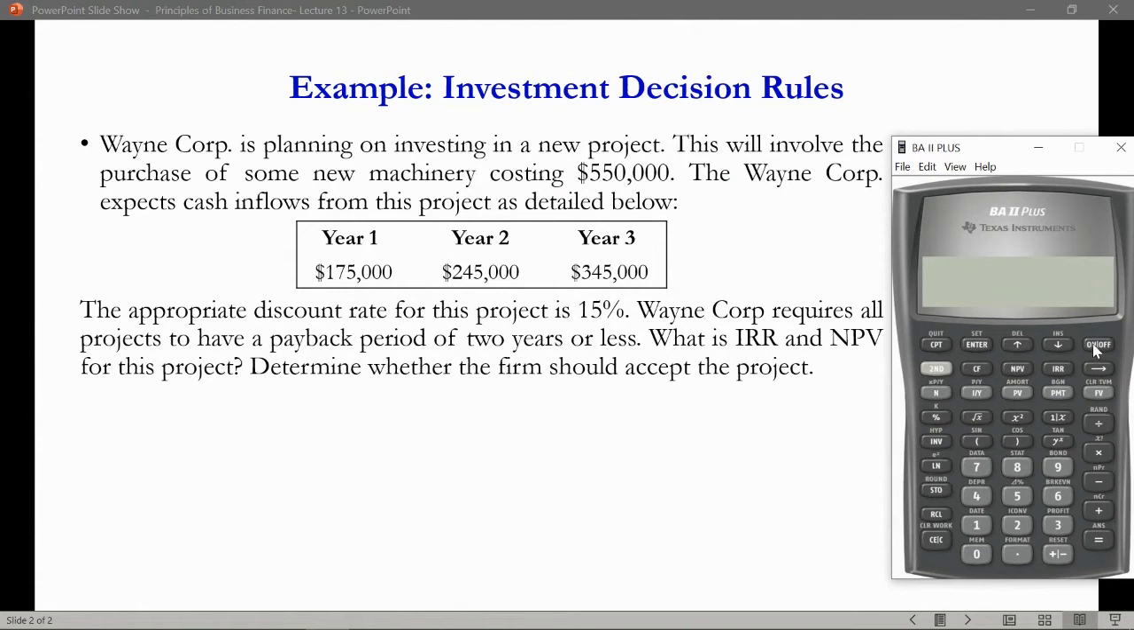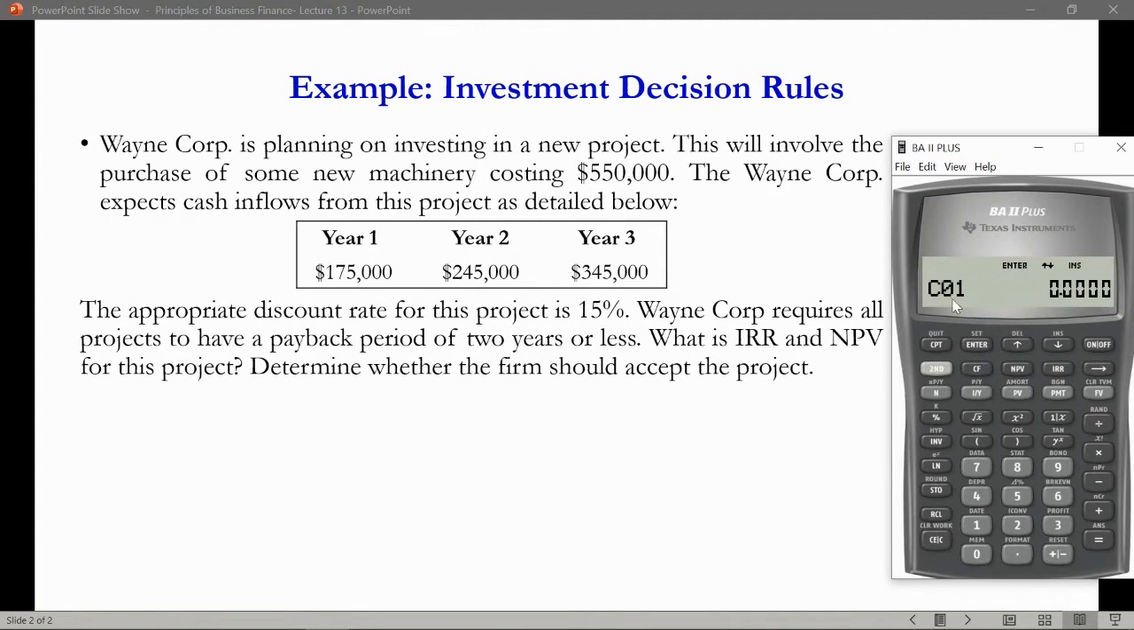So let's use our financial calculator to solve this problem. First of all, I need to clear out my financial calculator. And as you already know, you would select this second button and then a CE/C button. Okay, so now I'm going to enter the cash flows into my calculator. The first cash flow is 550,000, and this would be a negative cash flow because it's our initial investment. And I would press enter button to save this cash flow.